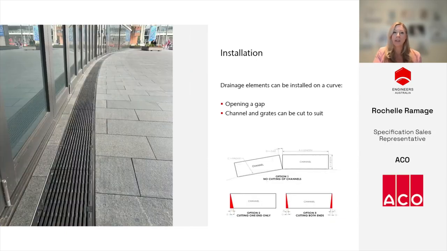Drainage channels can also be installed on a radius, and you can do this either by opening up a gap on the inside or outside edge of the channel for a large radius, or by grinding the channel units for a tight radius.